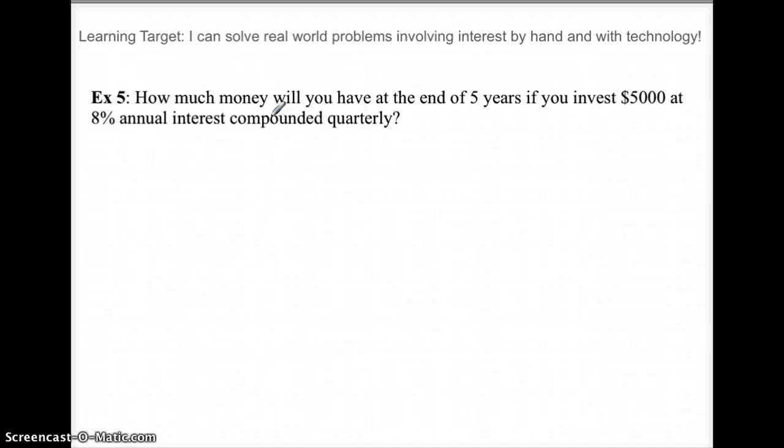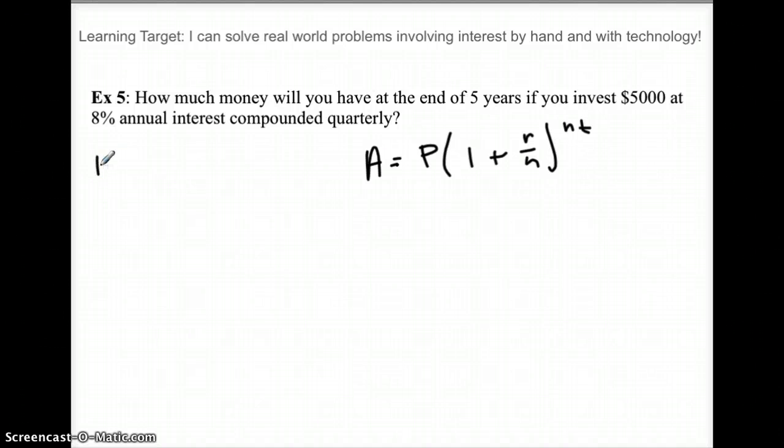But let's see. Example 5, how much money will you have at the end of 5 years if you invest $5,000 at an 8% annual interest compounded quarterly? So we need to remember our formula. And I like to just label everything. P is my principal, which was how much I invested in this case, which was $5,000. R is my interest rate, but I need to convert it. 8% is 0.08 converted.